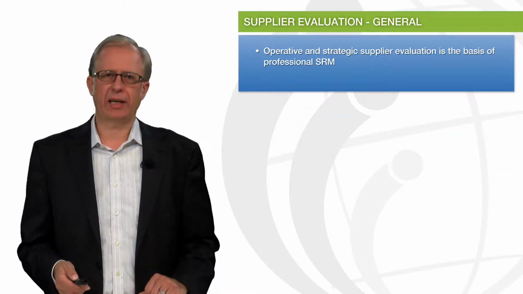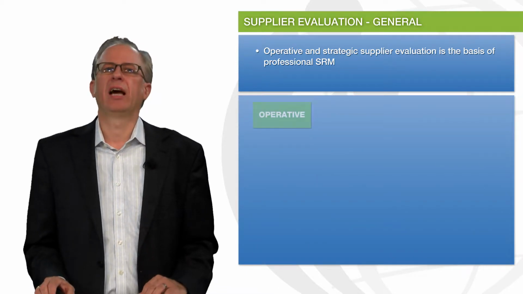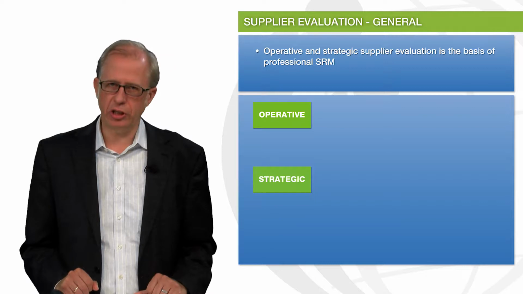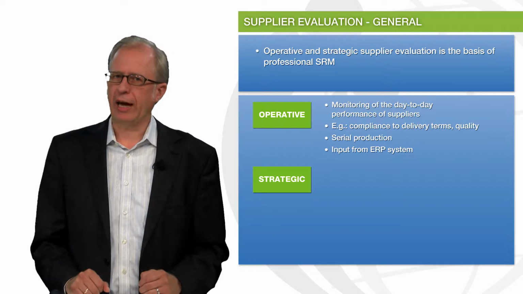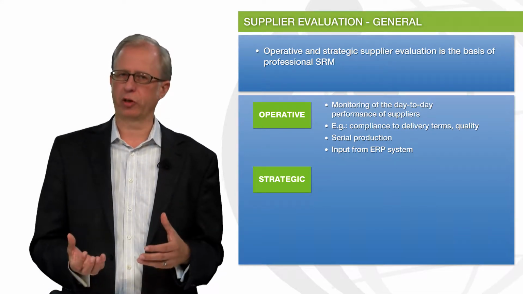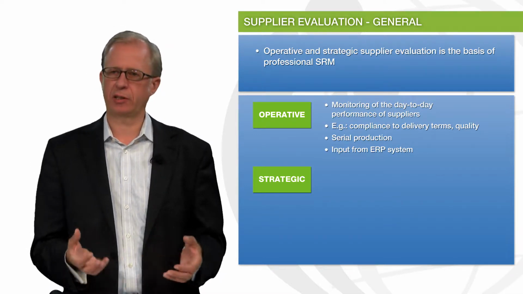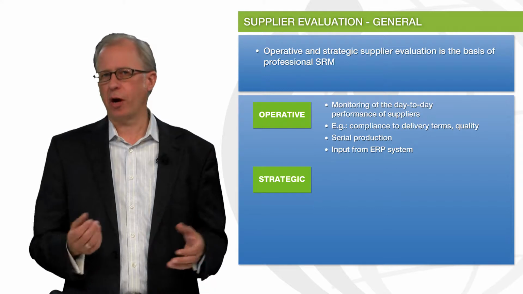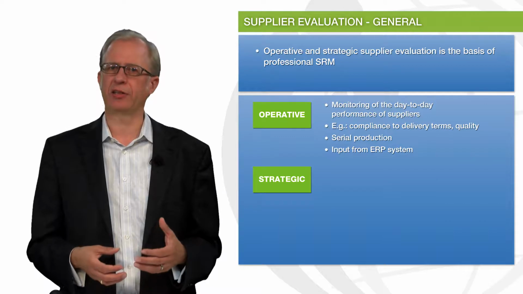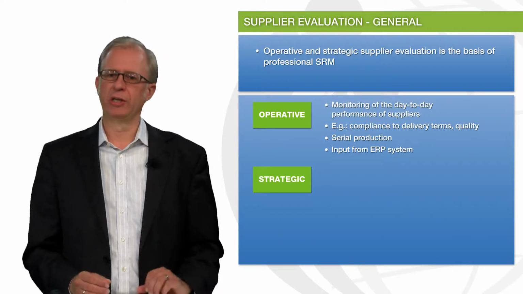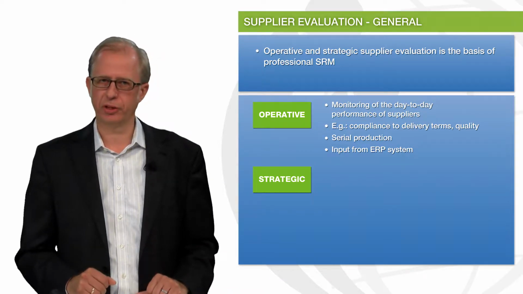Basically, we can distinguish between two types of supplier evaluation: an operative one and a more strategic one. The operative supplier evaluation looks at the day-to-day business, the performance of the supplier. Typically, data are retrieved from the ERP system, the enterprise resource planning system. It is about logistic data, how performant the supplier is, are there any delays and the like. This type of supplier evaluation helps to steer the supplier on short notice and is an ongoing process.